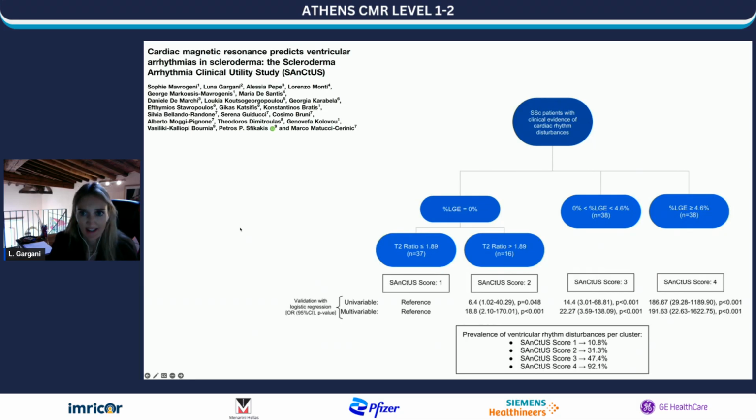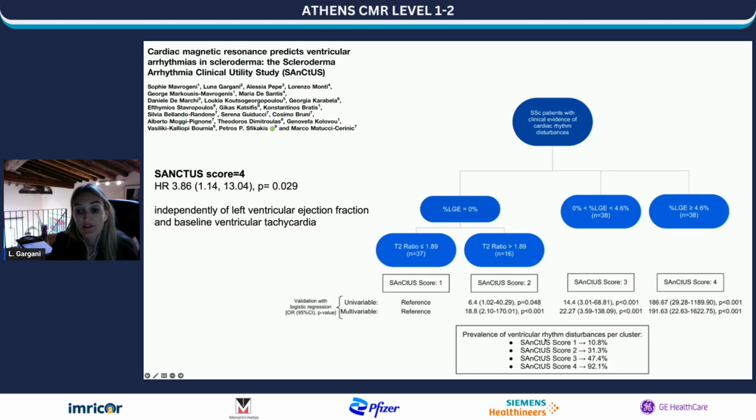And again, similar approach, if we build a score, here we call this the Sanctus score, putting together the presence of LGE and also abnormal T2 ratio at CMR. This score was predictive of ventricular rhythm disturbances independently of left ventricular ejection fraction and baseline ventricular tachycardia. So as you can see here, there is a way to combine this assessment of biomarkers and also imaging results to better stratify the risk of our patient.